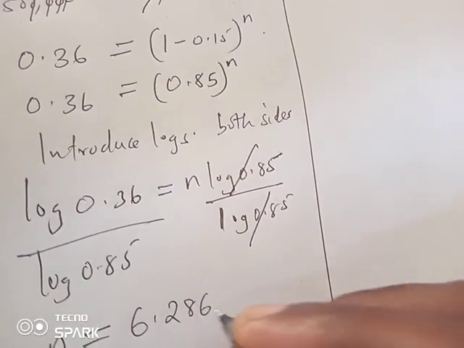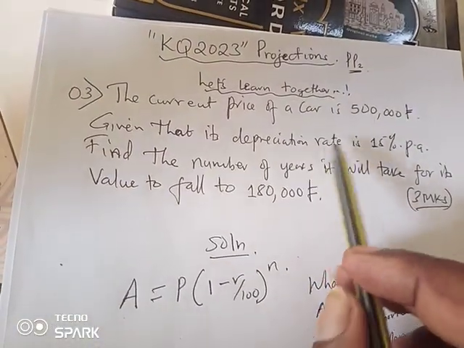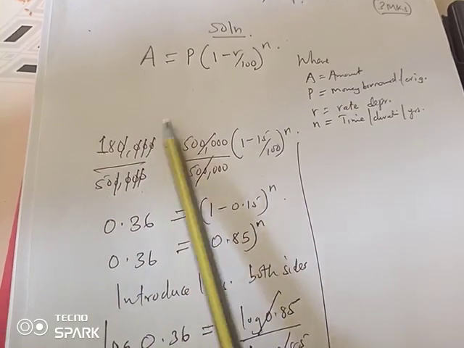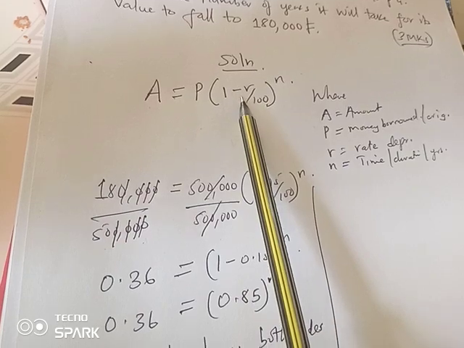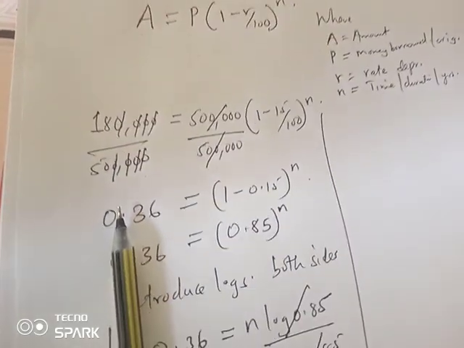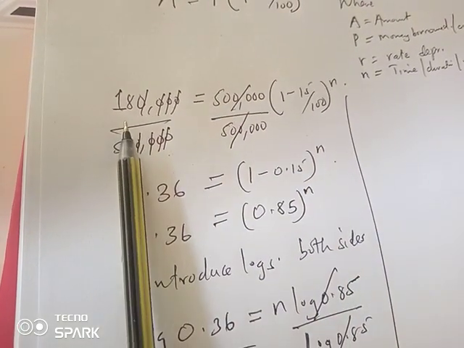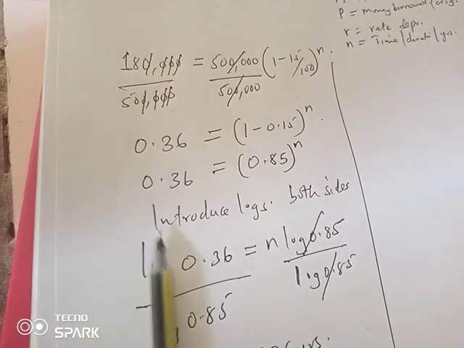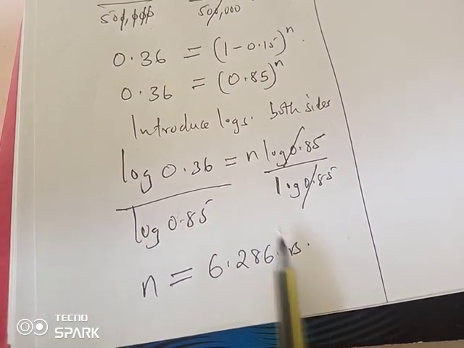6.286 years. They represent years because our rate was per year, per annum, meaning per year. So you can follow through again and get to understand the formula. We are dealing with depreciation, and therefore we shall have a minus within the bracket here. Substituting through, get to know the best procedure. Divide by 500,000. We are trying to make the equation simpler, step by step, and introduce logs, then be able to get time, where n is 6.286 years.